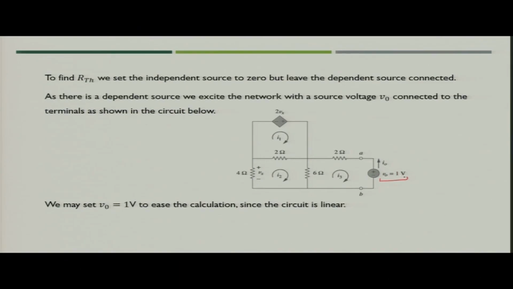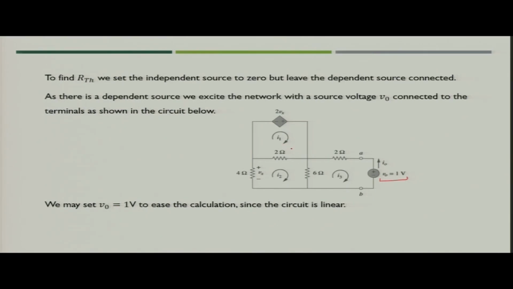source V naught, that is equal to 1 volt, which would be connected across the terminals A and B, and then solve the circuit. So, here we have made the current source as open circuit, which was connected across 4 ohm resistance, and additionally we have added one voltage source across terminal AB, that is V naught is equal to 1 V. So, the updated circuit is as shown in the figure. Then you will see how you will solve.